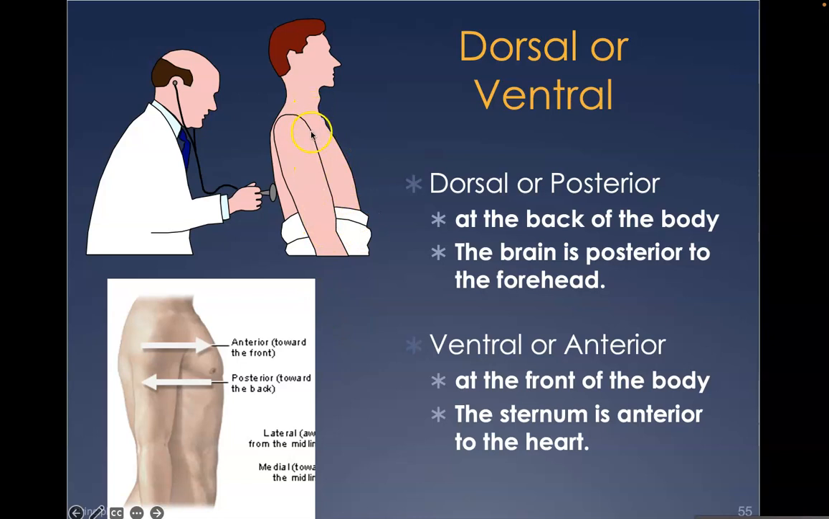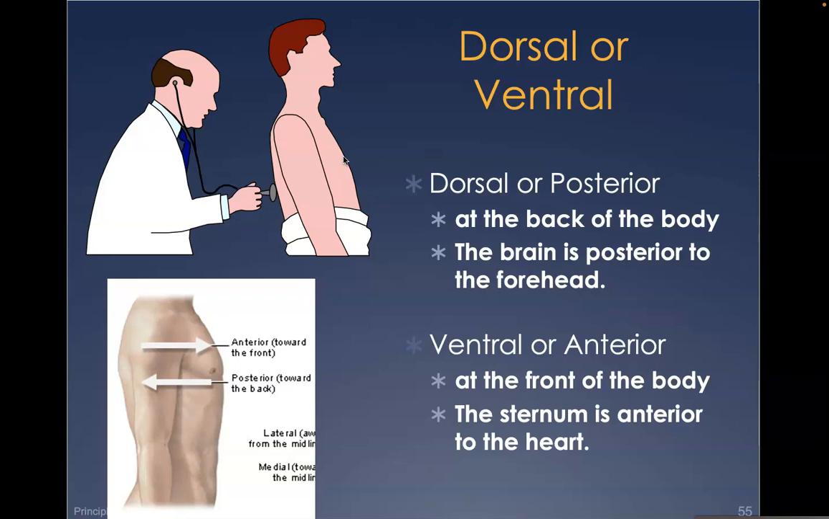Anterior means at the front of the body. You can also use this as ventral. Ventral typically means belly side, okay? So anterior or ventral will be used kind of synonymously. You're gonna see that we're gonna use anterior more because that's specific, again, to human anatomy and physiology.